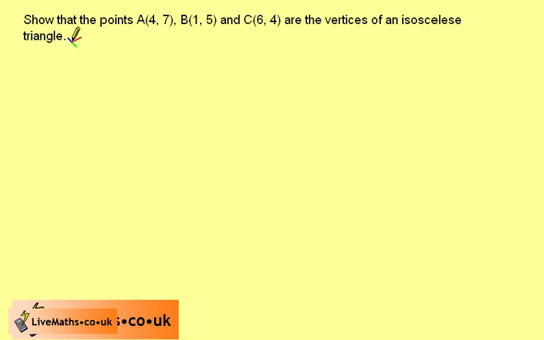We want to show that the points A (4, 7), B (1, 5) and C (6, 4) are the vertices of an isosceles triangle. An isosceles triangle, remember, will have two lengths the same. So that is going to be our approach here. We need to look at the lengths of the sides of this triangle and show that two of them are the same.